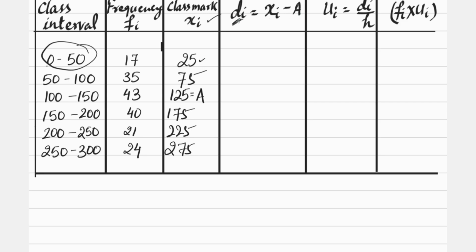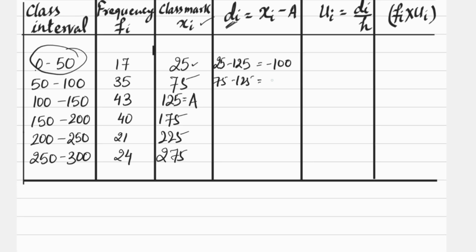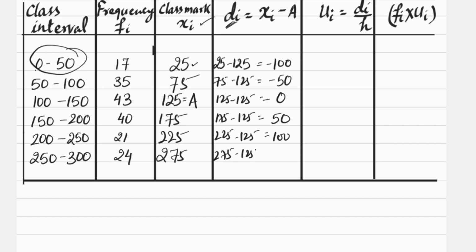Like for the first one it is 25. So for 25 it will be 25 minus 125, that is our assumed mean. So the value is what? Minus 100. Similarly, for the 75 xi, it will be minus 50. And 125, it will obviously be 125 minus 125, 0. So for 175, it is 175 minus 125, 50. 225, it will be 225 minus 125, that will be 100. And for the last data, it will be 150. So now the deviation table is also ready.